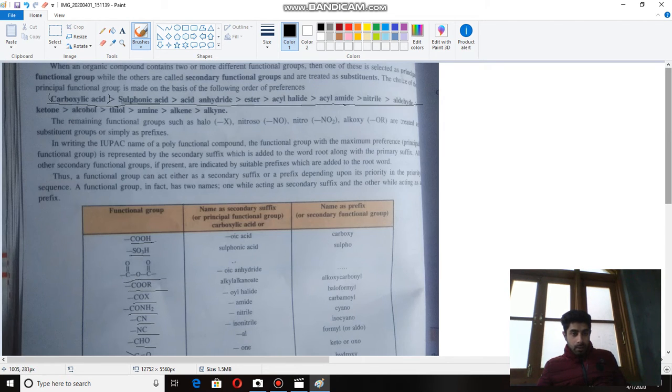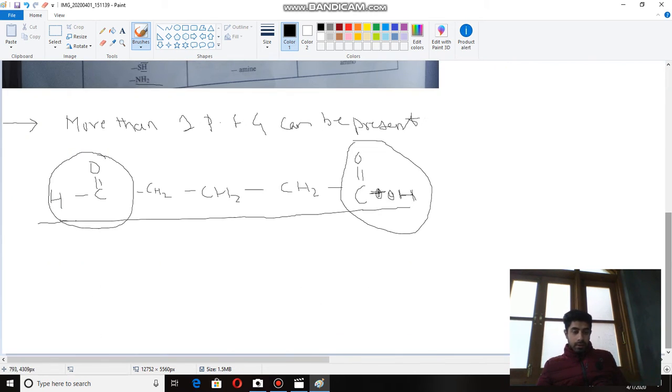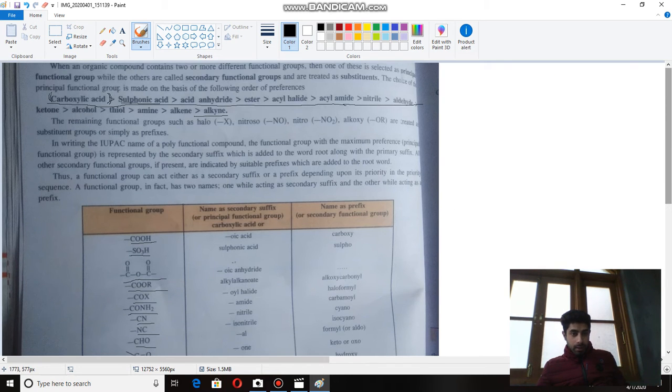See, carboxylic acid is given more preference than sulfonic. Sulfonic is given more preference than acid anhydride, then esters, then halides, then amides, then nitriles, then aldehydes, ketones, alcohols, thiols, amines, alkenes, and alkynes. Now let's talk of our example. Here we have two groups. This is aldehyde and this is carboxylic acid. Now see from here, carboxylic acid is most preferable and aldehyde is here.